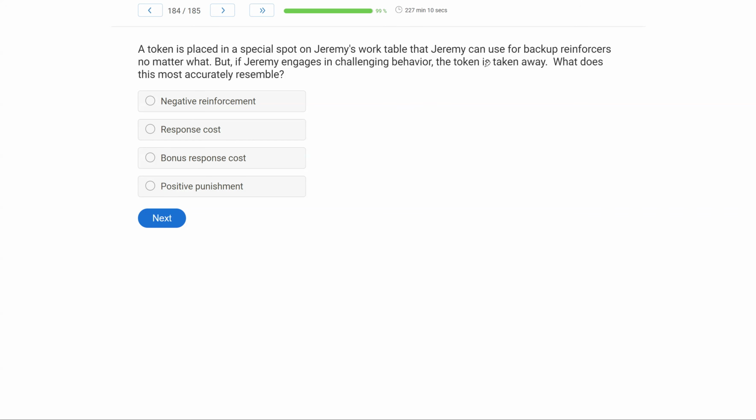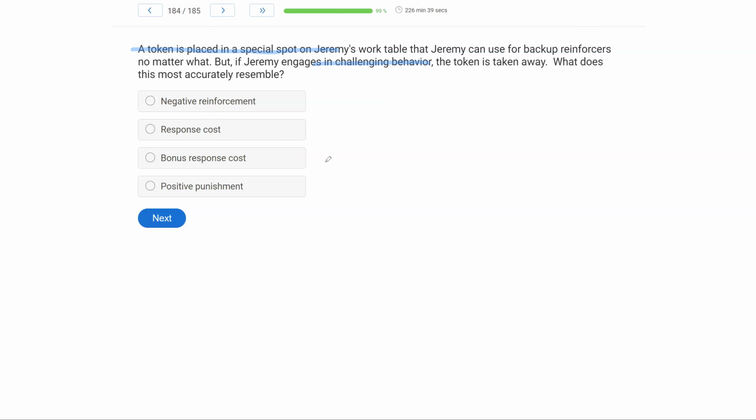We know that Jeremy gets this token no matter what. So it's at the table, Jeremy can exchange it. So Jeremy gets it no matter what. It's non-contingent. But if he engages in challenging behavior, we take the token away, which would be a response cost. So what does this resemble? A, negative reinforcement. Response cost is a negative punishment procedure. So A is out. Now we have response cost and bonus response cost.